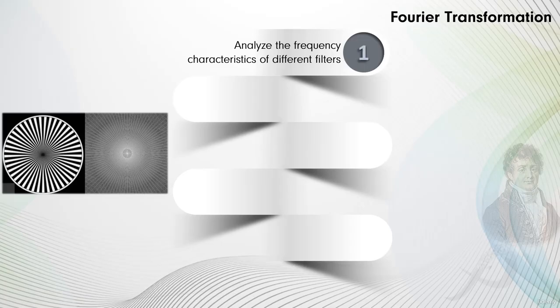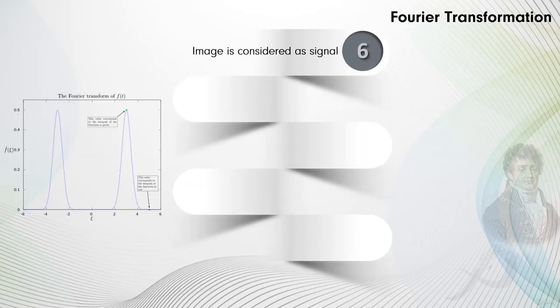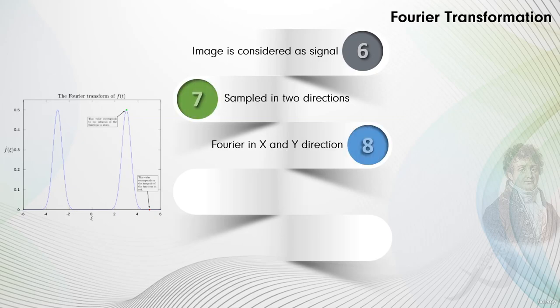Image decomposition is done by using sine and cosine components. The input is in the spatial domain and the output is in the frequency domain. Overall, it helps us convert from one domain to another. With all the conversions, we can see that the image is considered in a signal form. The operation is done in two directions, that is, x direction and y direction.